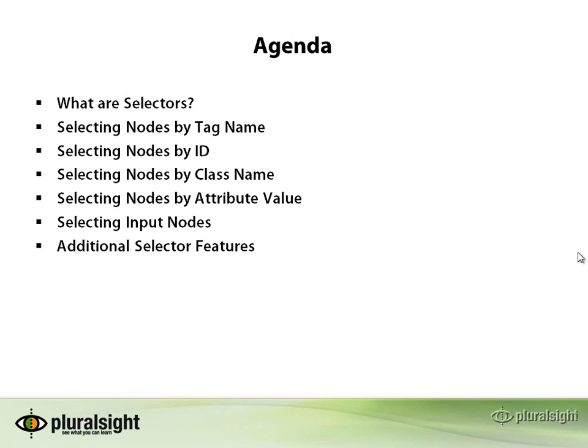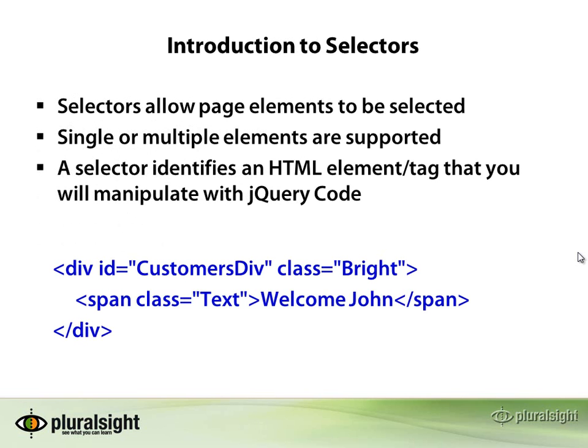So let's go ahead and jump into the first section, which is what are selectors and why do you care about them as a jQuery developer? Well, a selector is simply a way to select a node from the DOM. And when I say node, you can think of it as a tag, an element, whatever you want to call it. But when the browser loads all the different HTML, it loads that up into memory, into the document object model, and jQuery uses selectors to allow you to actually go into that memory, the DOM, select those different nodes, and then do something with them.